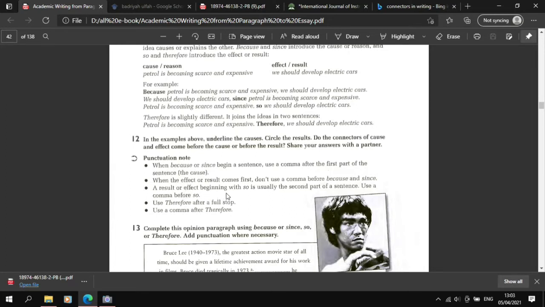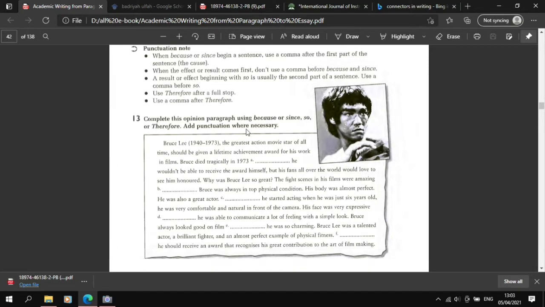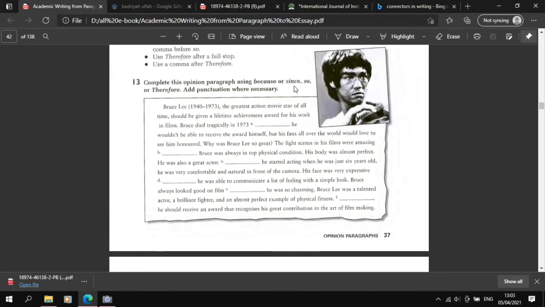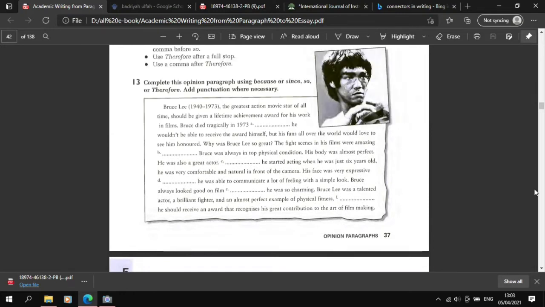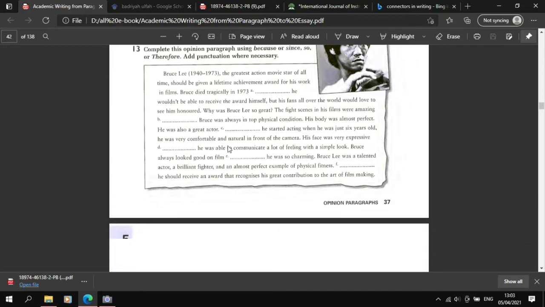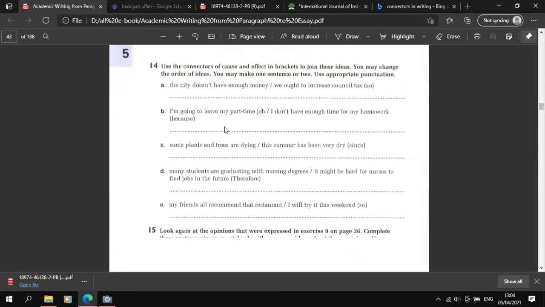A result or effect beginning with so is usually the second part of a sentence. Use a comma before so. Use therefore after a full stop. So full stop and then therefore. Use a comma after therefore. So therefore, comma. And here is one example of how to use since, so, or therefore. I think you can practice by yourself here, because you have the key answers at the end of the book. So you can just do it by yourself.